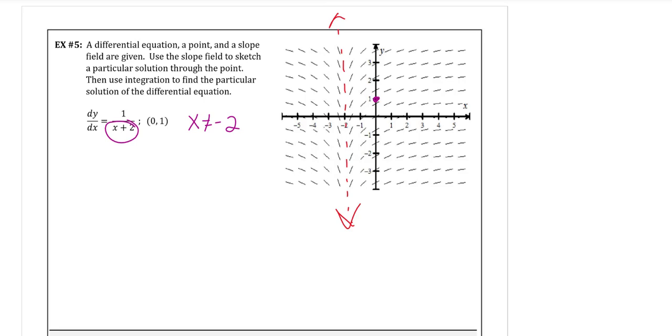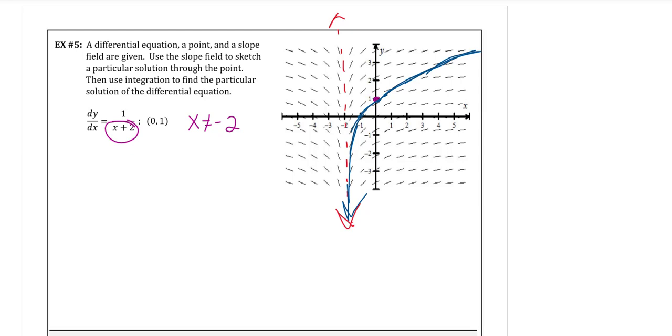So what's going to happen with my equation is it's going to, let's do the positive part. It's going to skim along these slope lines here, like that. And then it's going to come down and go along here like that. So it's going to look something like that.